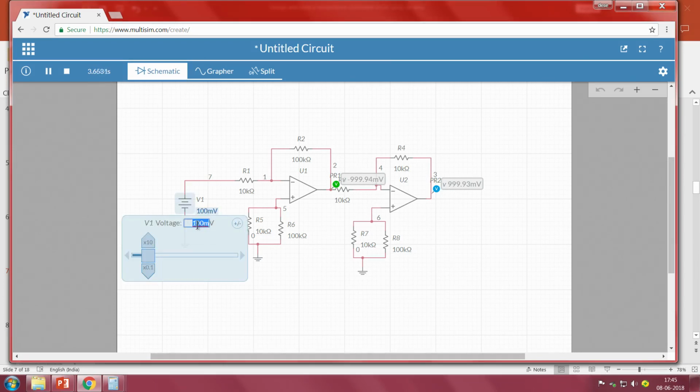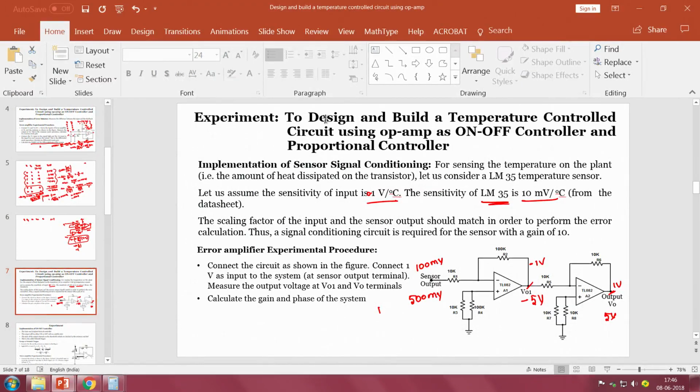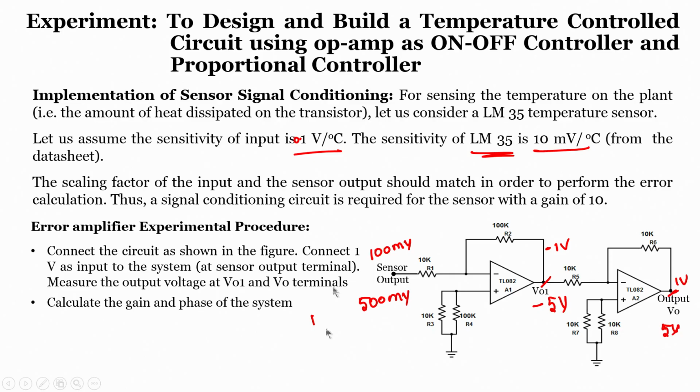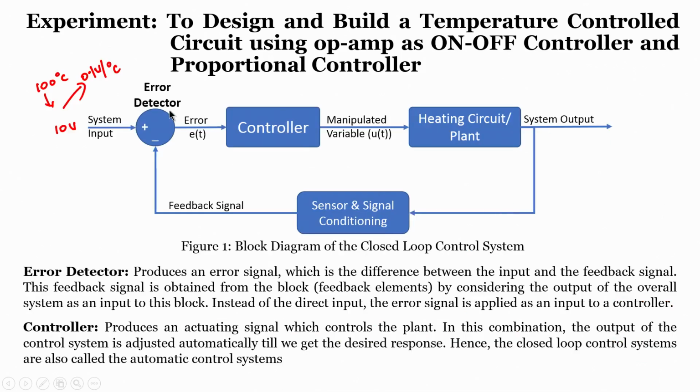We will take another one, 500 milli, we should get minus 4.997, plus 4.997. That means the complete system, the signal conditioning circuit we have designed for the LM35 sensor, is having a gain of 10 and having the same phase, so the output from the signal conditioning circuit can be directly connected to the error amplifier. So we have seen this part, signal conditioning as well as differential. We finished this part and this part.